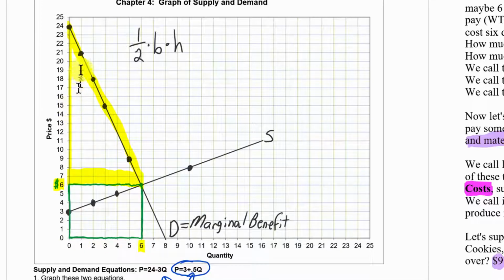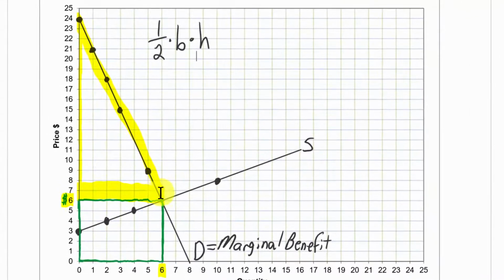And what we'll need to do is take that area of that triangle and then add it to the area of the rectangle on the bottom. But we already know the area of that rectangle on the bottom. That's total revenue. So let's focus on the yellow triangle. What's the base? Let's see. Well, it starts over here at 6 and goes down to 0. So 1, 2, 3, 4, 5, 6.